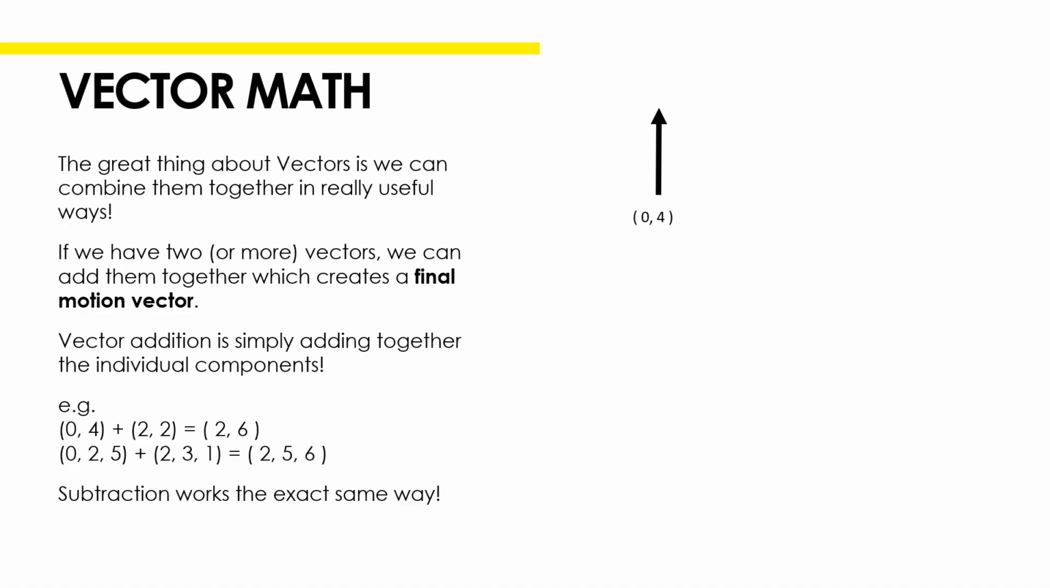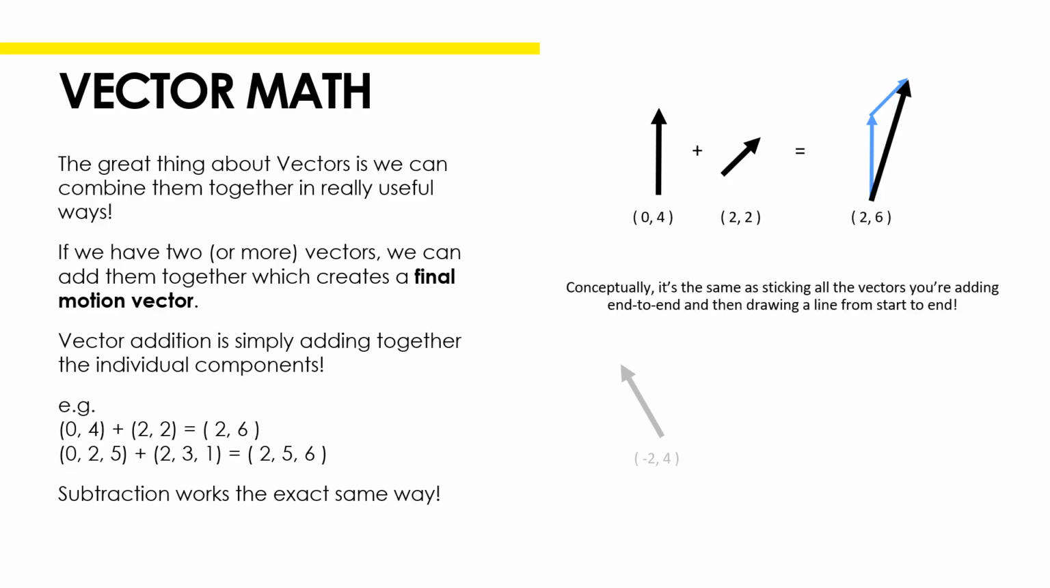So to work through an example, if we have a vector of 0, 4 pointing up the way, and we want to add on a 45-degree angle 2, 2 vector, we get this by pretty much sticking them end to end, and that gives us the new result, which is 2, 6. Same again, even if we have negative numbers there, we add them together, it's the same as sticking them end to end, and our final result is the summation of all of the input vectors.